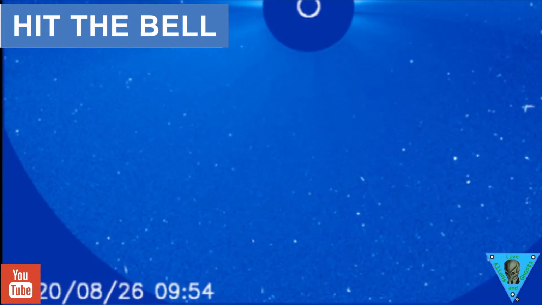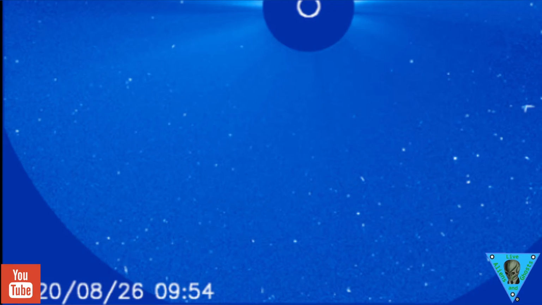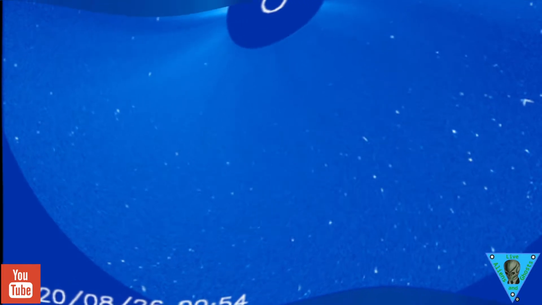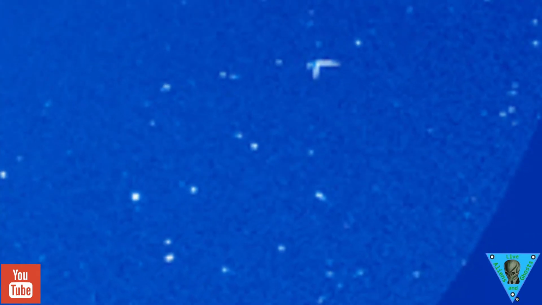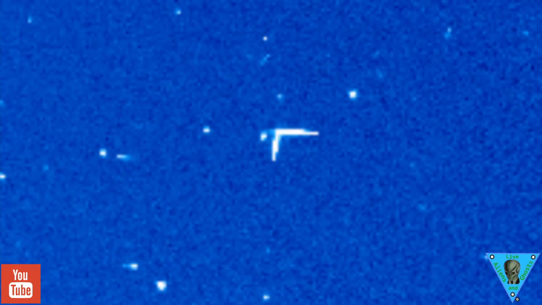All right, check this out. I found it on SOHO here, August 26, 2020, off to the right here. Looks like a winged craft. Interstellar spacecraft here. I don't know, you guys tell me what you think. Usually you have the saucer, triangle, some sort of winged craft.